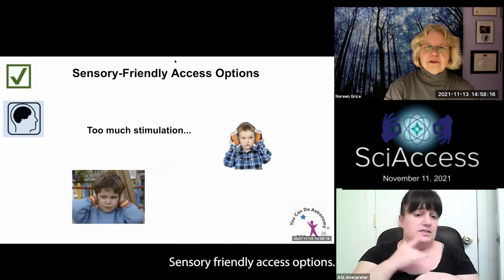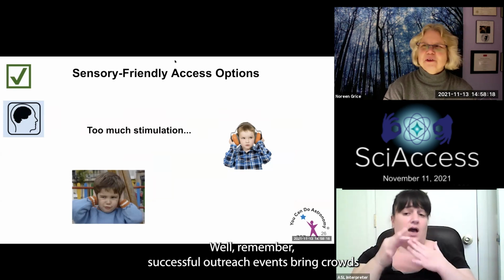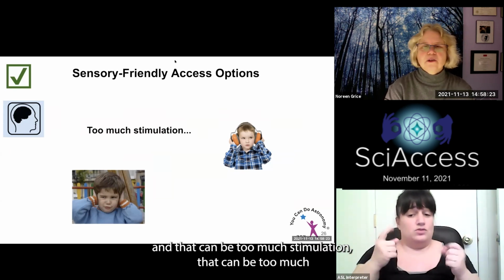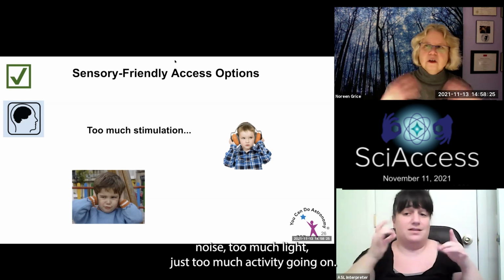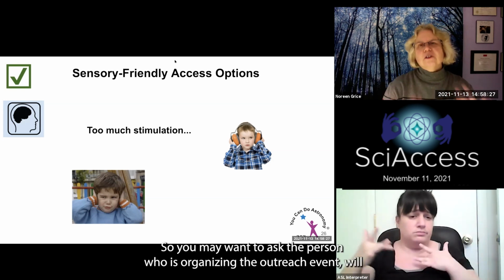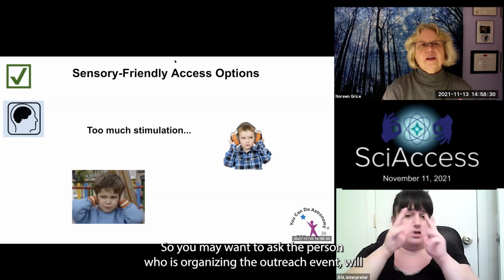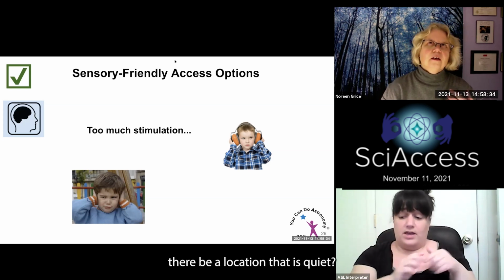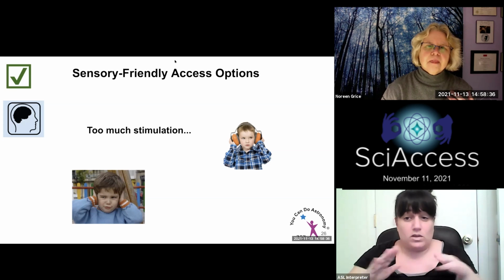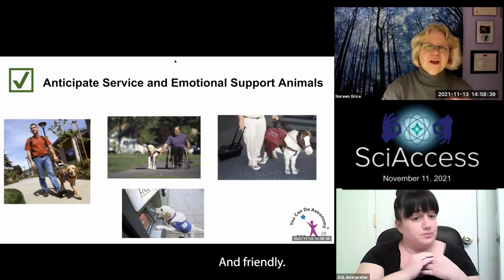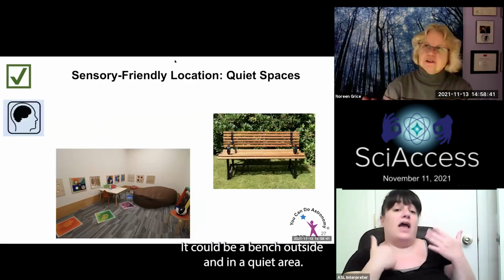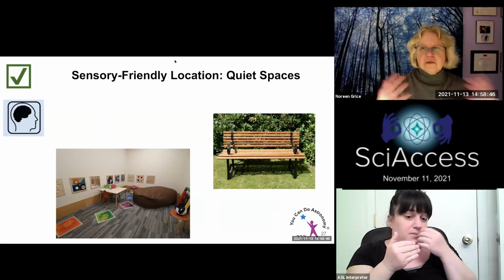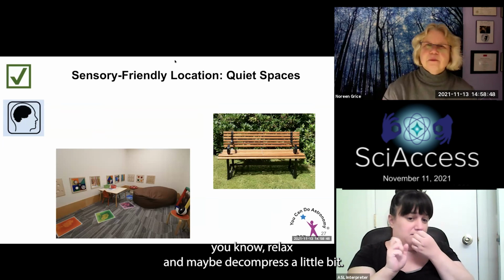Sensory-friendly access options. Well, remember, successful outreach events bring crowds, and that could be too much stimulation. There could be too much noise, too much light, just too much activity going on. So you may want to ask the person who's organizing the outreach event, will there be a location that is quiet and friendly? Could be a bench outside in a quiet area, or a room that can be quiet so people can just relax and maybe decompress a little bit.